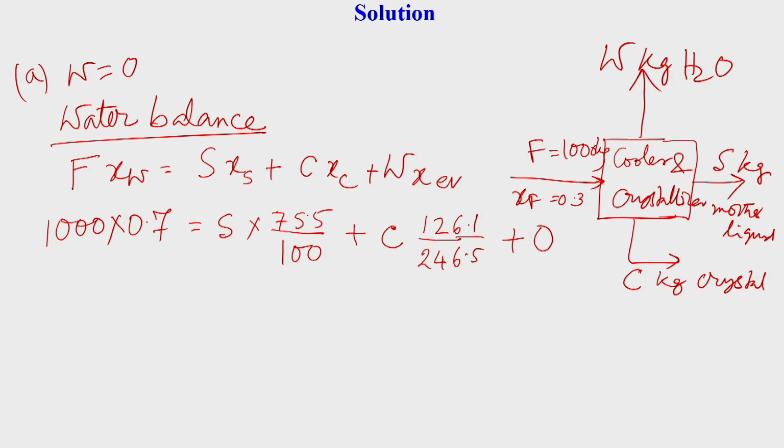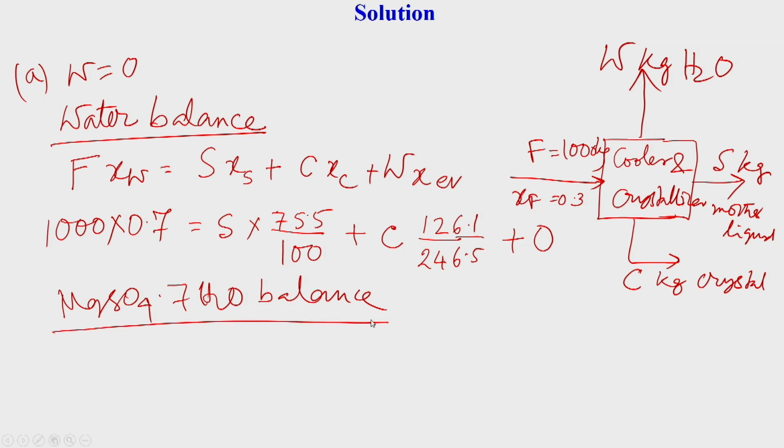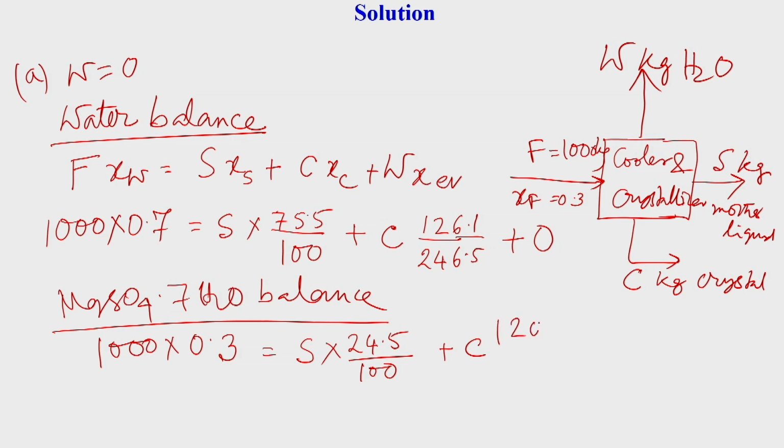And if we do the MgSO4 balance, we get F xF, so 1000 into 0.3 is equal to S into the solid in the mother liquor, 24.5 divided by 100, plus C into the remaining amount, 120.4 divided by 246.5. Plus for the evaporated there is nothing. So suppose this is equation 1, and this is equation 2.